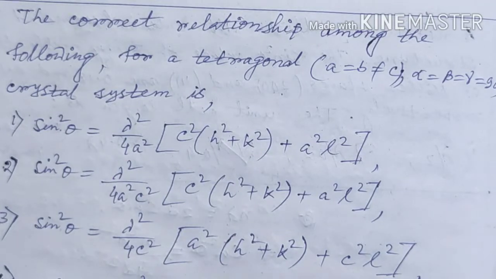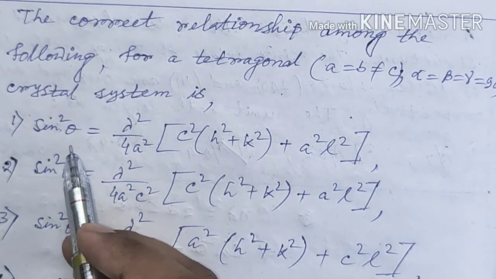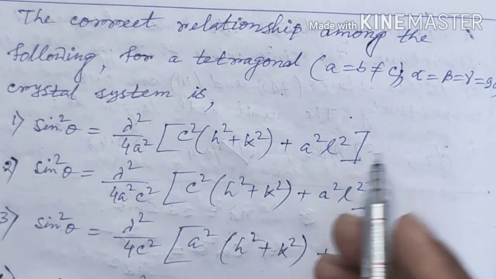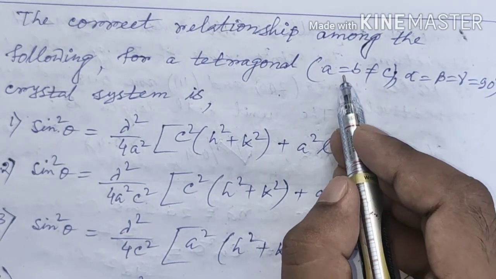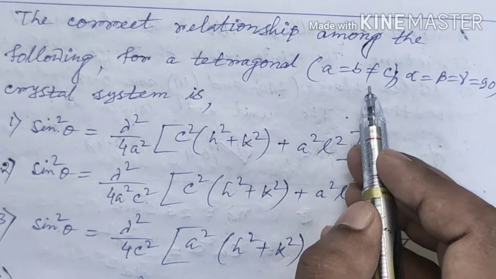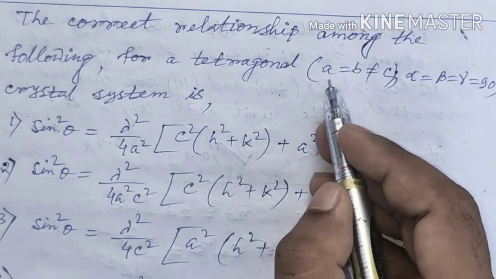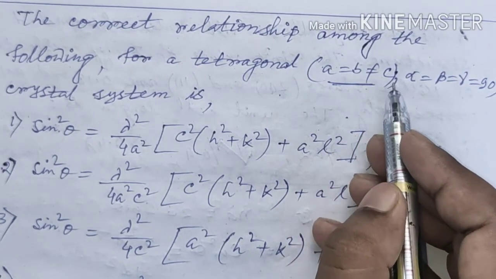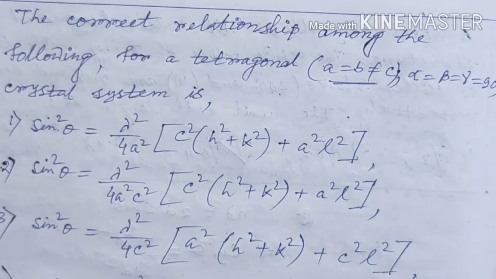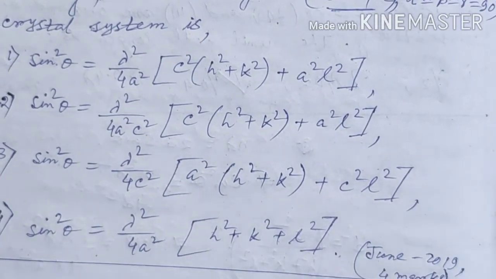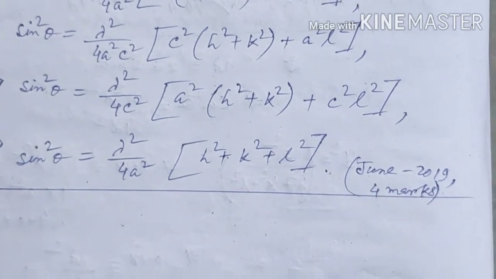We have to find out the correct relationship between sine square theta and the Miller indices value for the different side lengths. Since it is a tetragonal lattice, the side lengths are not all equal, and the condition is like this: A is equal to B is not equal to C. We have to identify which relation among these four is the correct one.